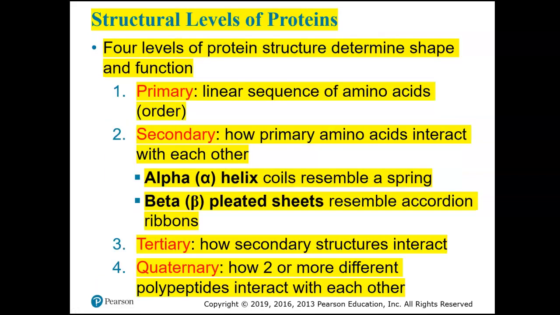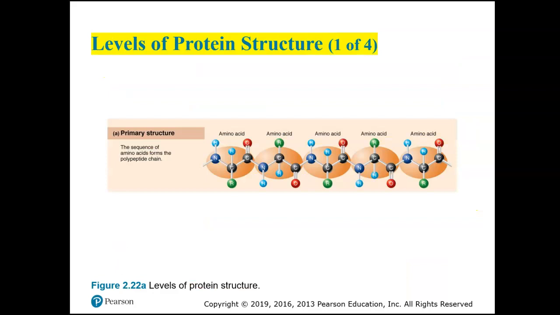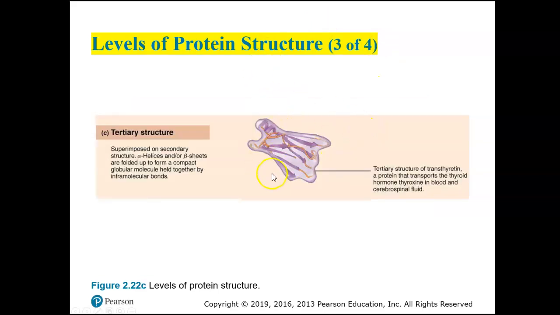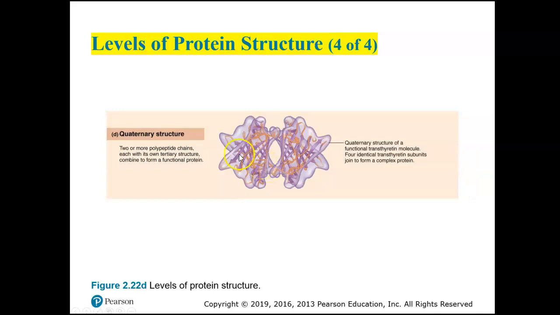The quaternary structure is when you take 2 or more different tertiary structures and connect them. The only one we've seen so far with a quaternary structure is hemoglobin, because it had 4 subunits, 4 tertiary structures that were chemically combined. So this is the primary structure, sequence of amino acids. Secondary can be alpha helix or beta pleated sheet. Tertiary is the three-dimensional shape, and quaternary is a combination of more than one tertiary structure.